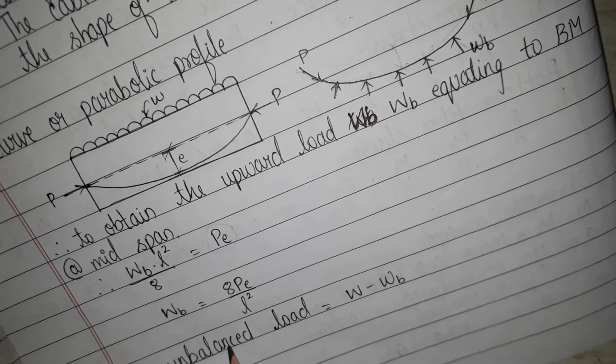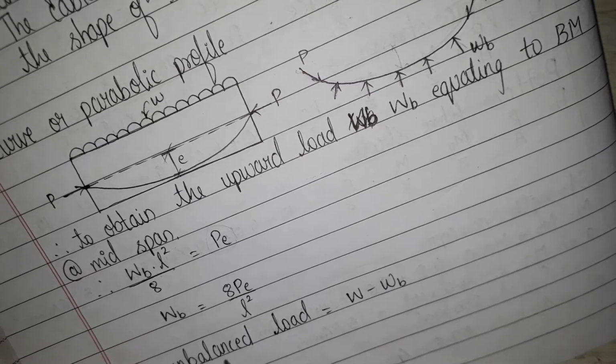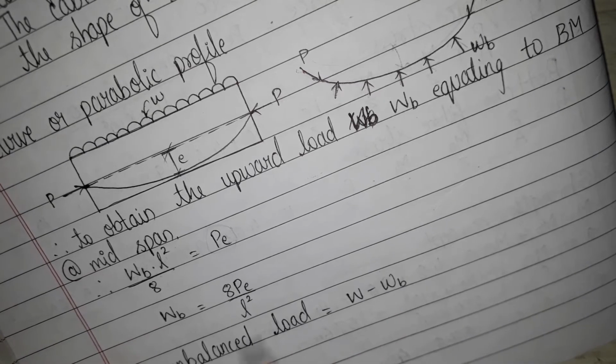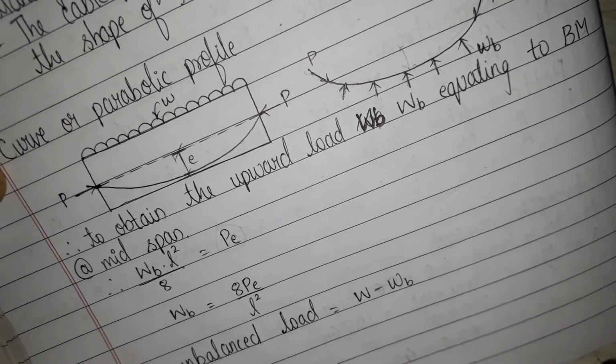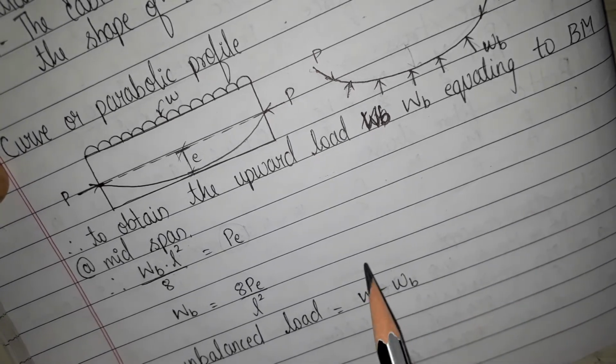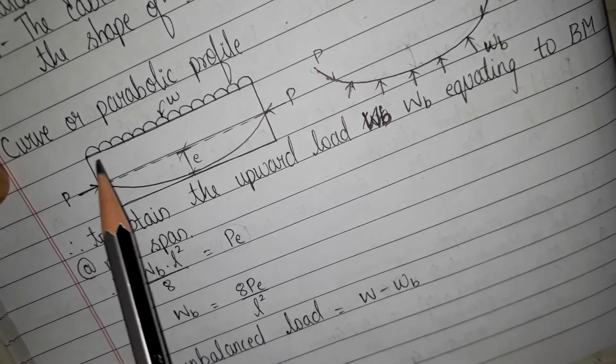So the unbalanced load W should be W minus WB. The remaining load is equal to W minus WB. Understood? So this is for the parabolic cable profile when the load is UDL.